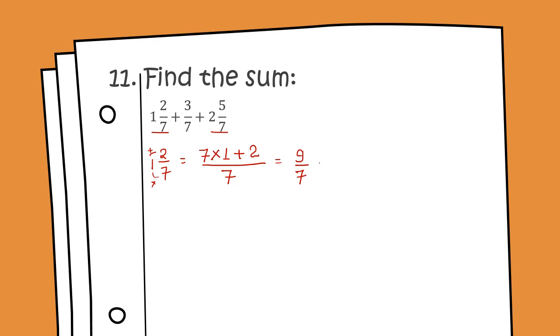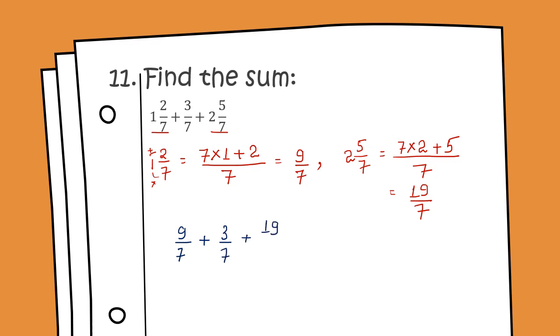9. 9 upon 7. Then we have another fraction, that is 2 whole 5 by 7, it will be equals to 7 multiplied by 2 plus 5 upon 7. 7 2s are 14, 14 plus 5, 19. So 19 upon 7. Now we will add 9 by 7, 3 by 7 and 19 by 7.